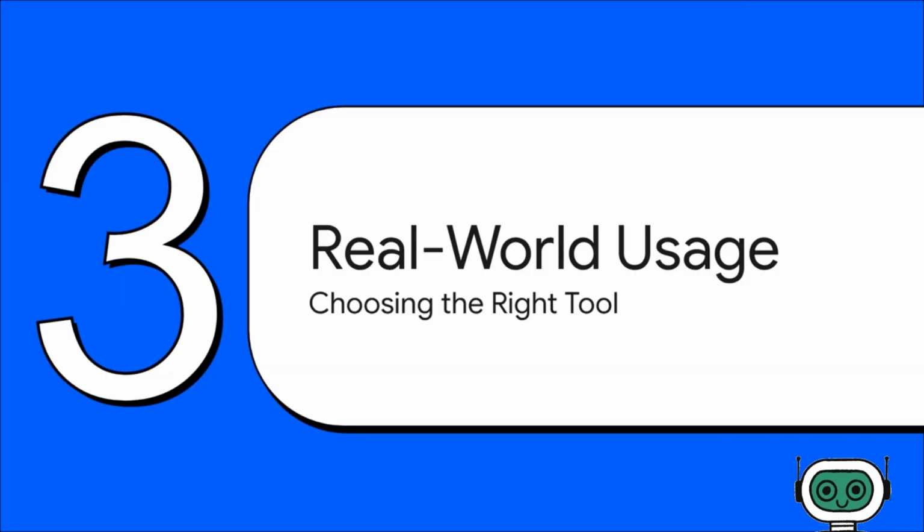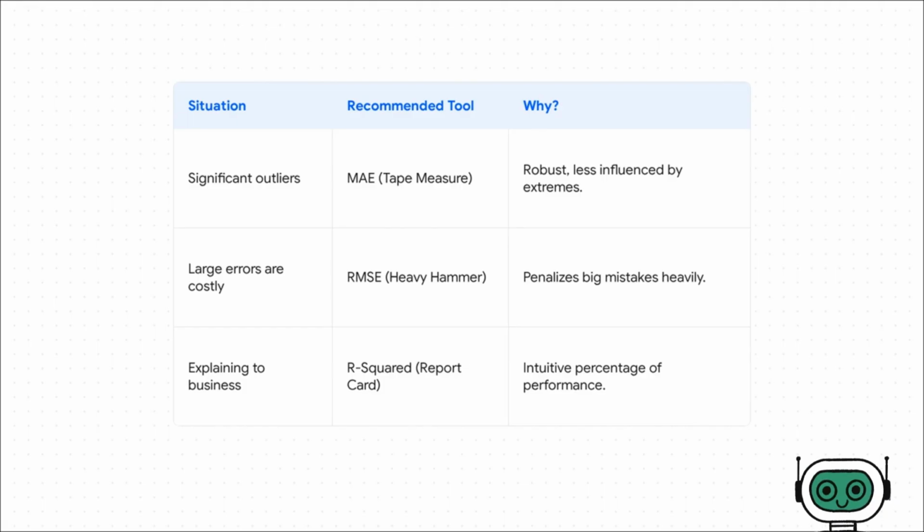All right, so we've got our tape measure, our heavy hammer, and our report card. How do we choose the right one when we're working on a real-world project? The choice really comes down to what you care about most. If your data has some wild outliers and you don't want them to dominate the metric, the MAE is your friend. But if large errors are incredibly costly, think financial predictions, then you need the RMSE's heavy hammer. And when you have to explain the model's value to business stakeholders, R-squared is perfect. It gives them a simple percentage they can immediately understand.